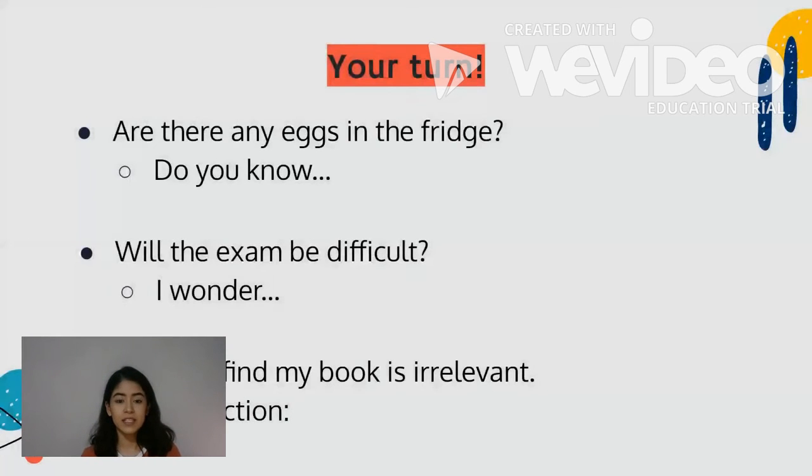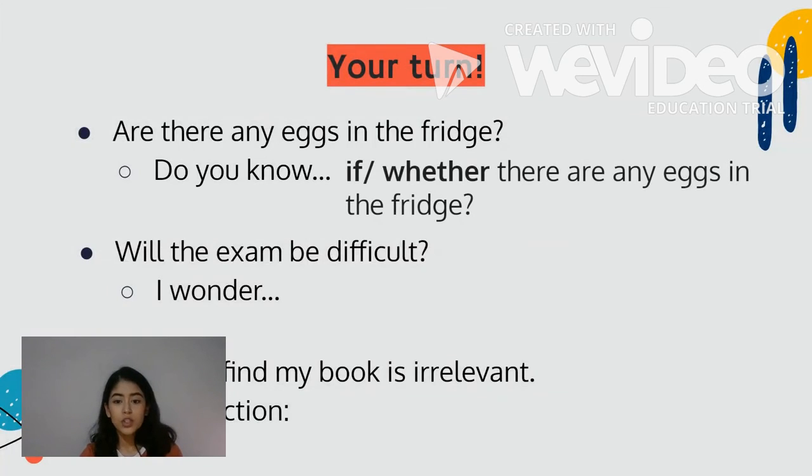Now let's have a little activity. I'm going to give you questions or sentences to correct or complete with whether or if. For example, here, is there a library here? The correct answer to this one could be, do you know if or whether there is a library here?